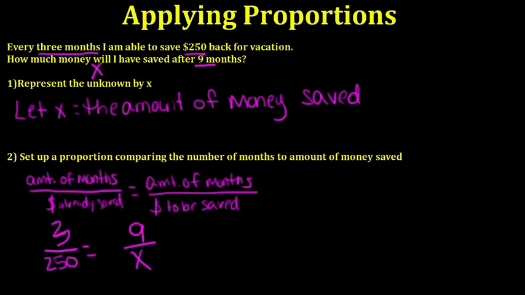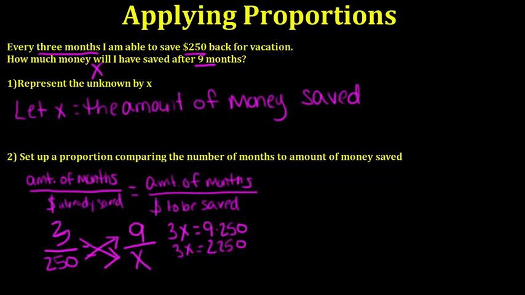From here, we do a simple cross multiplication to find our answer. So the first cross is top left to bottom right, so that's 3 times x, 3x, and that's equal to bottom left to top right, 9 times 250. 9 times 250 is 2,250, and that is equal to 3x.